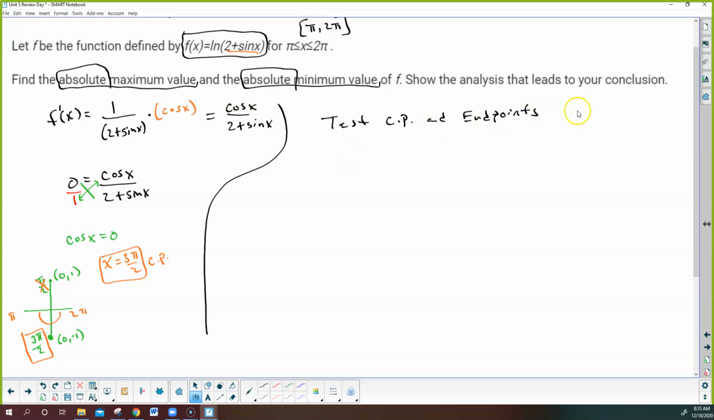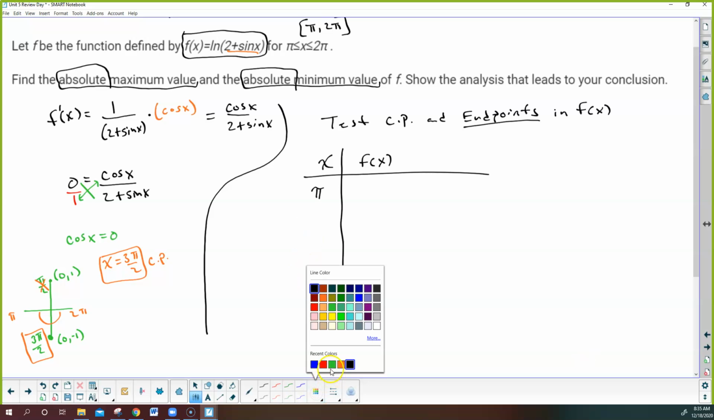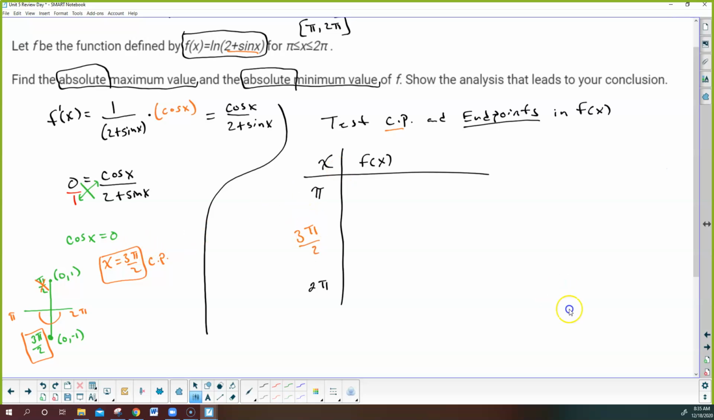And the endpoints. And we test them in the original function because I want to figure out which one is the max value or min value. So what do we need to do? We need to test the endpoints, right? Pi and 2 pi. And then I need to test the critical points, and there's only one of them because of the interval.